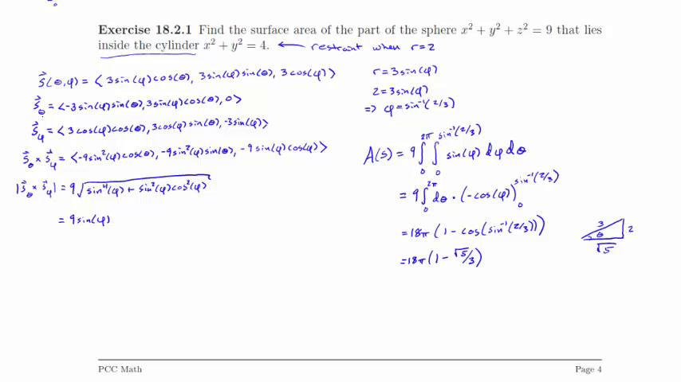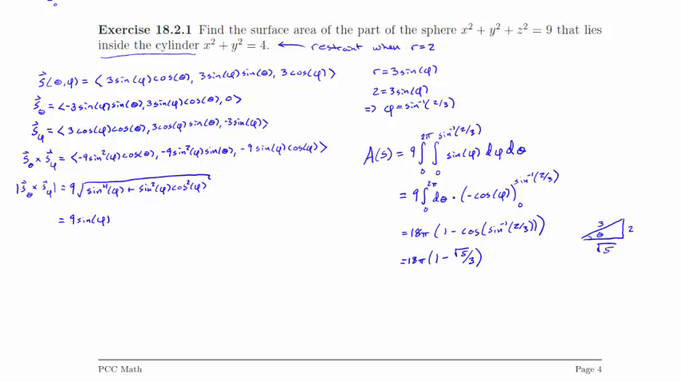So then we take the derivative with respect to theta and phi respectively. So S sub theta equals the vector negative 3 sine of phi sine of theta, comma 3 sine of phi cosine of theta, comma 0. The partial derivative of S with respect to phi equals the vector 3 cosine of phi cosine of theta, comma 3 cosine of phi sine of theta, comma negative 3 sine of phi.